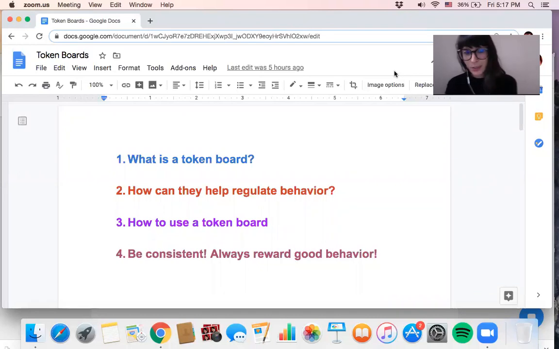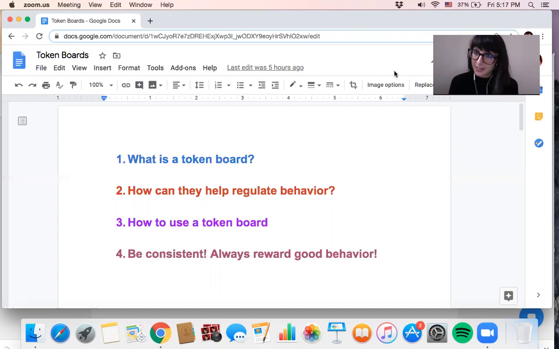So first, it's important to know what a token board actually is. A token board is a visual aid. Typically, the tokens can be something like a star or a sticker. For completing something that they're supposed to do, whether that be sitting down at a table or completing an assignment, they earn a token. Typically, after earning about 5 tokens, the student can have an item that they really like. It's something to earn or something to work for.